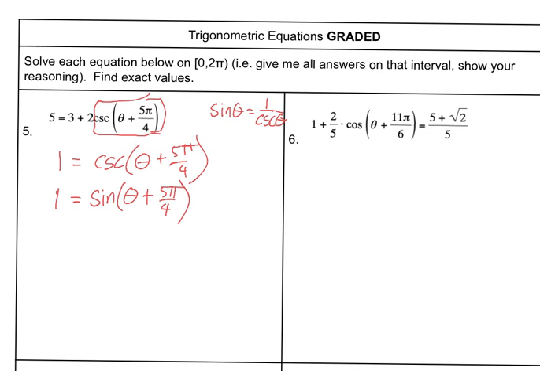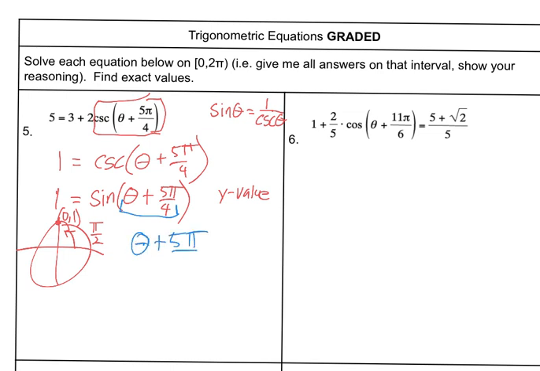Okay, so I'm looking for sine values of 1. So that's where my y value is equal to 1. That only happens at the very top of my unit circle. So we know that this angle is going to be pi over 2. Okay, that gets us to our next stage here, that if this angle on the inside has to be pi over 2, theta plus 5 pi over 4 must be equal to pi over 2. That means that theta is going to be, I'm going to move the 5 pi over 4 to the other side, pi over 2 minus 5 pi over 4.